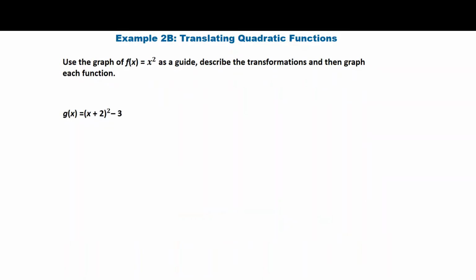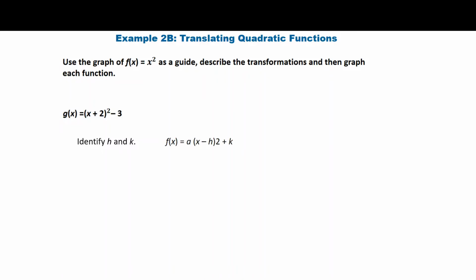Let's look at another example. This time we're going to use the graph f of x equals x squared, which is our parent function, as a guide. And then we'll describe the transformations that take place and graph it. So the first thing we want to look at is, we want to identify our h and k. So let's look at what our formula looks like.